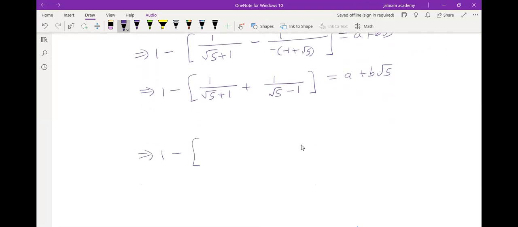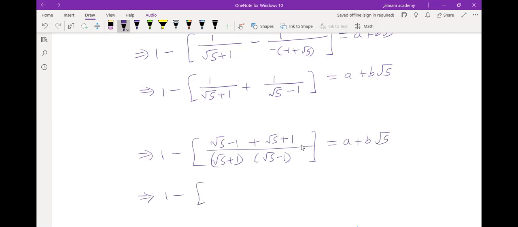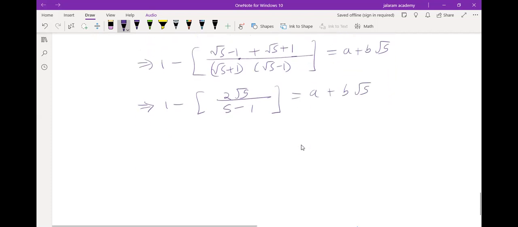Now we are observing that these two are rationalizing factors of each other. So if we take LCM, root 5 plus 1 into root 5 minus 1, numerator becomes root 5 minus 1 plus root 5 plus 1 equals to a plus b root 5. It implies 1 minus 1 cancelled out, root 5 plus root 5, 2 root 5 upon 5 minus 1 equals to a plus b root 5. Any doubt? Is there any doubt? Are you all there?